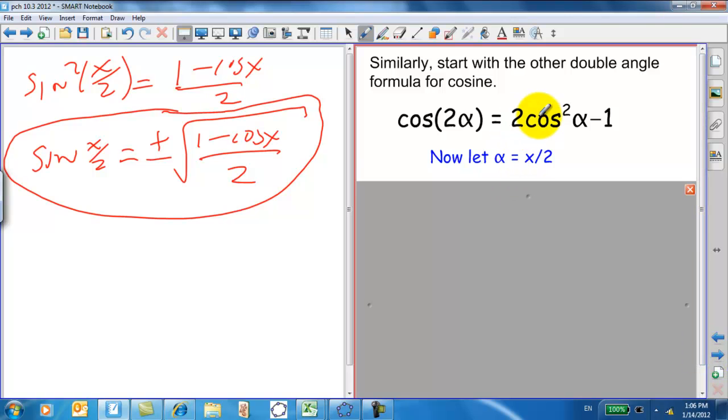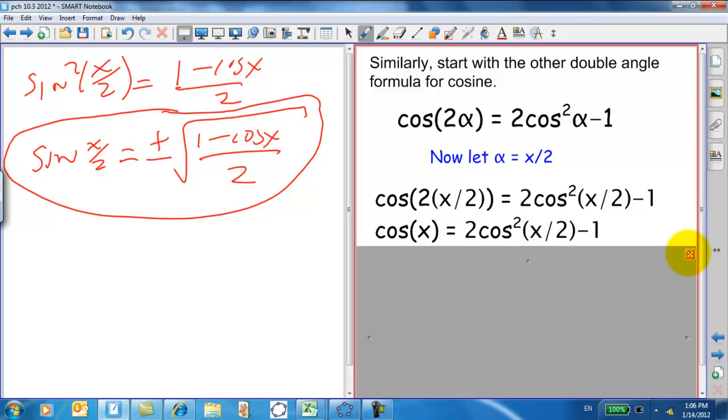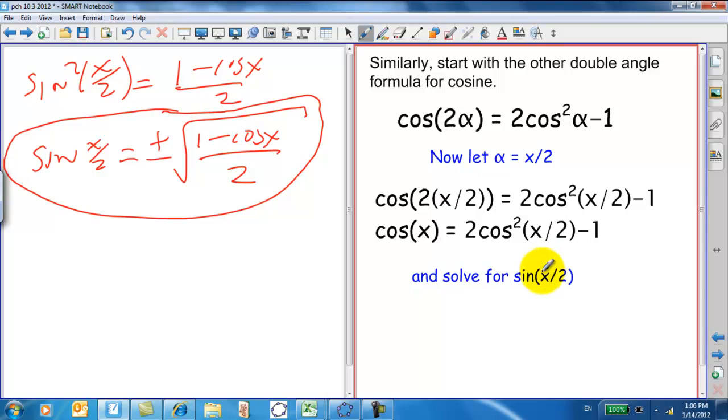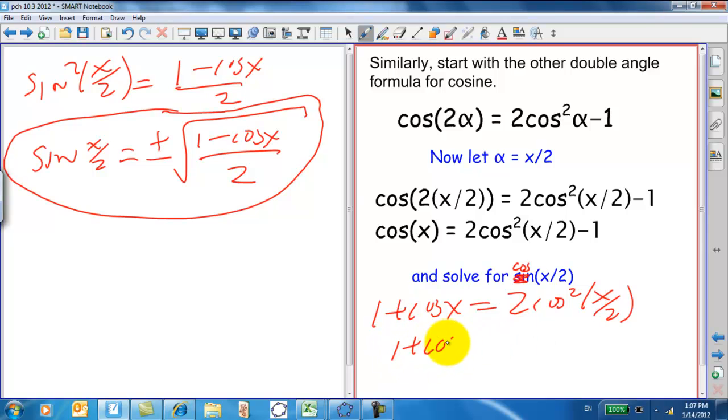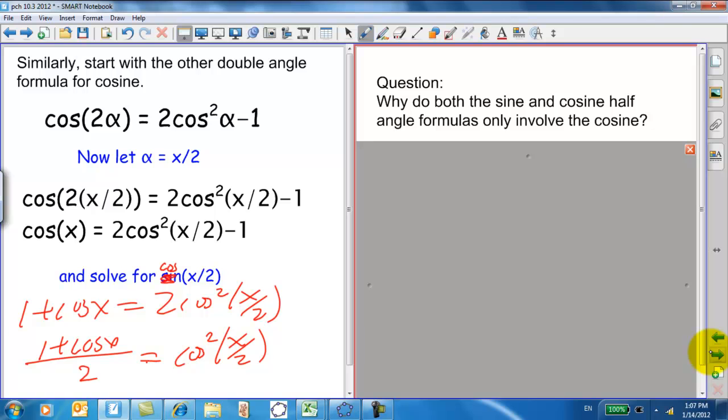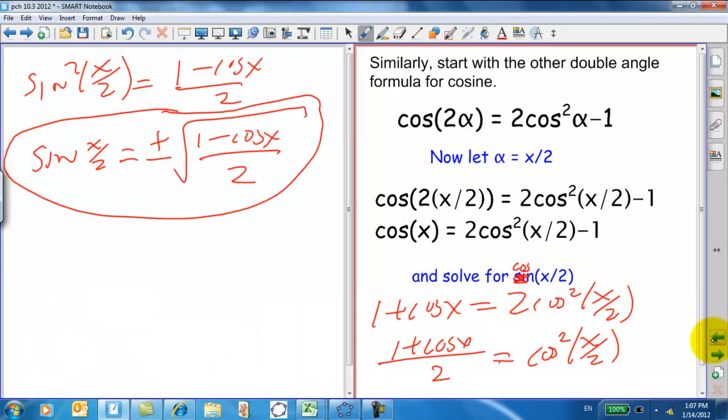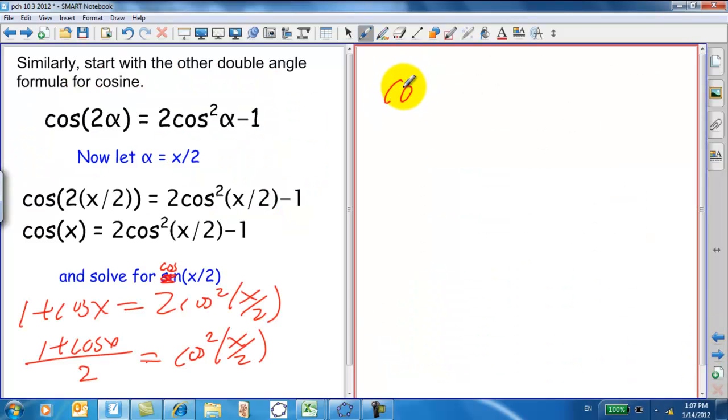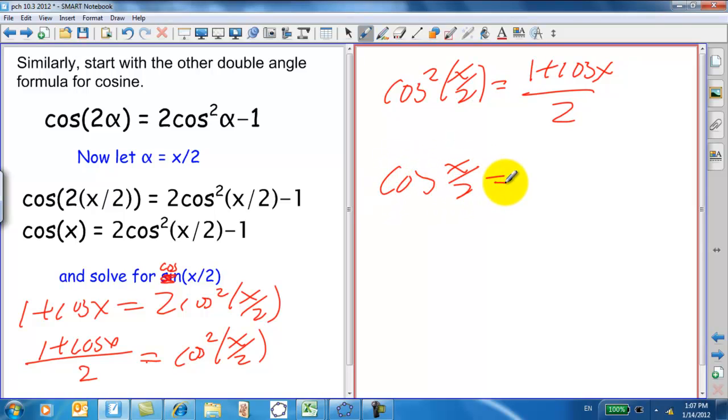Let's do it with cosine as well. But we pick the other cosine double angle identity, this one that relates cosine to cosine squared of itself. So, do the substitution, simplify it, and now let's solve this for, oh, I'm sorry, this should be solving for cosine of x over 2. So here we go. Let's add a 1 to both sides. 1 plus cosine x equals 2 cosine squared of x over 2. Divide both sides by 2. 1 plus cosine x over 2 equals cosine squared of x over 2. And now cosine squared of x over 2 equals 1 plus cosine x all over 2. So cosine of x over 2 equals plus or minus the square root of 1 plus cosine x over 2.